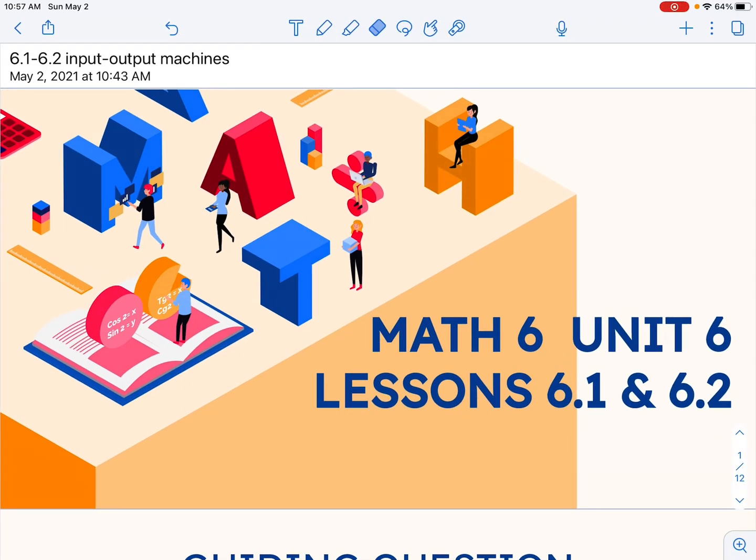This is a lesson on input-output machines or input-output tables. Before watching the recording, please make sure that you have a graph sheet of paper with you or your math journal, along with a ruler, a pencil, and an eraser. So if you need to pause the recording to get those items, please do so now.